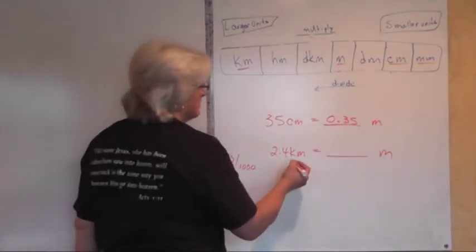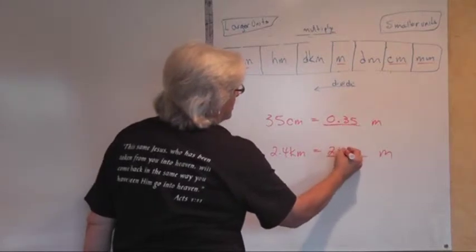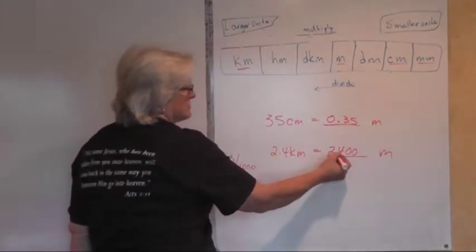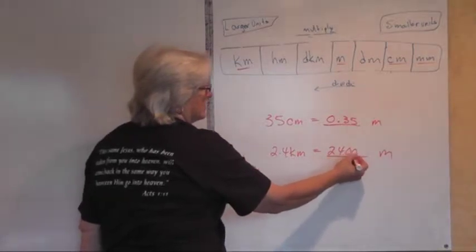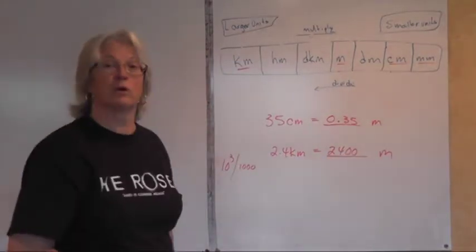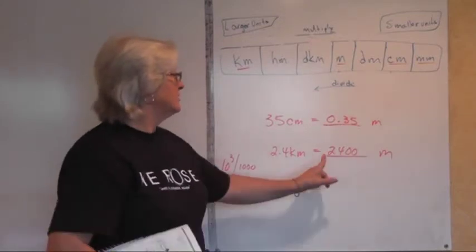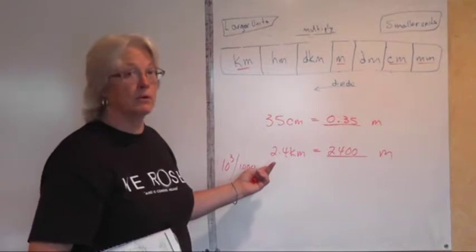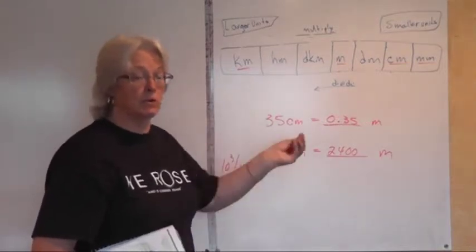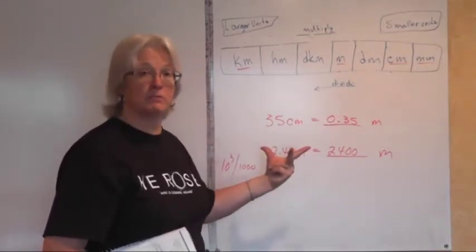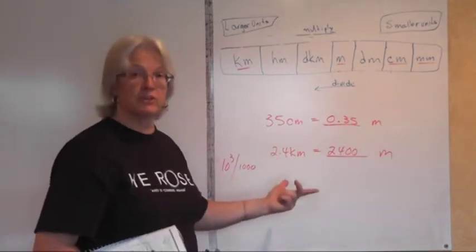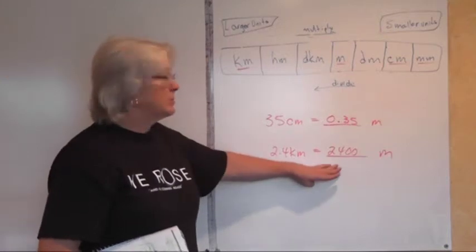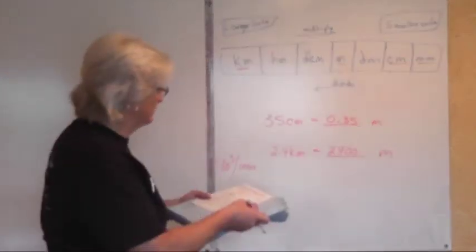How do you multiply by 1,000? You move this decimal point 3 units to the right. We're starting here, we have 1, 2, 3. So 2.4 kilometers is 2,400 meters. That's because, remember your prefixes, 1 kilometer is 1,000 meters. 2 kilometers, 2,000 meters, plus 400 meters. All we're doing is moving the decimal point.